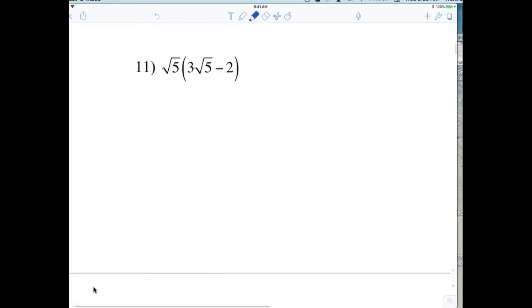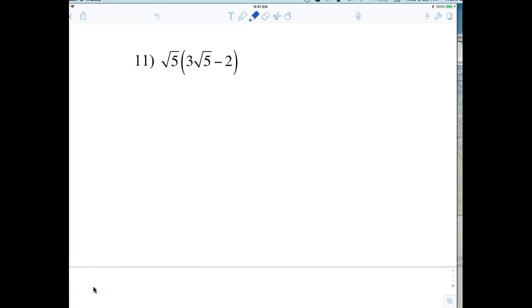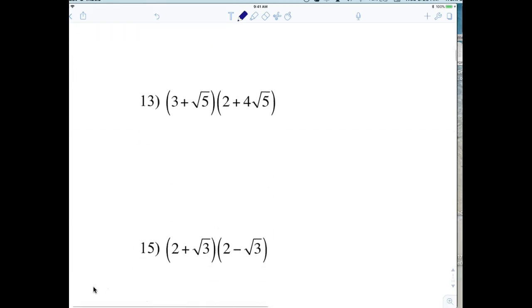Now, question number 11, you're distributing a square root of 5. When you do square root of 5 times square root of 5, of course you know that is 5. And then 5 times 3 is 15, and then minus exactly 2 radical 5. The reason why we say it's minus 2 radical 5, remember the 2 and the 5 don't combine because they're not both radicals. Very straightforward, very easy.